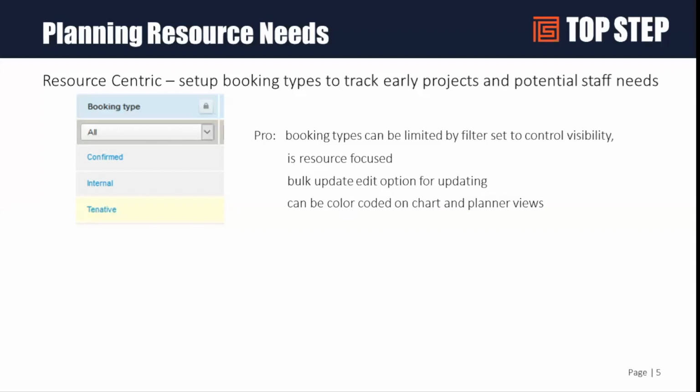Additionally, if you're using anything like the planner or the chart view in OpenAir, all of those support color coding by booking types. So now the booking types can pop a little bit more, not only by the word, but also by color scheme, so that you can see which things are confirmed or tentative as you're looking at those different features in the system, okay?